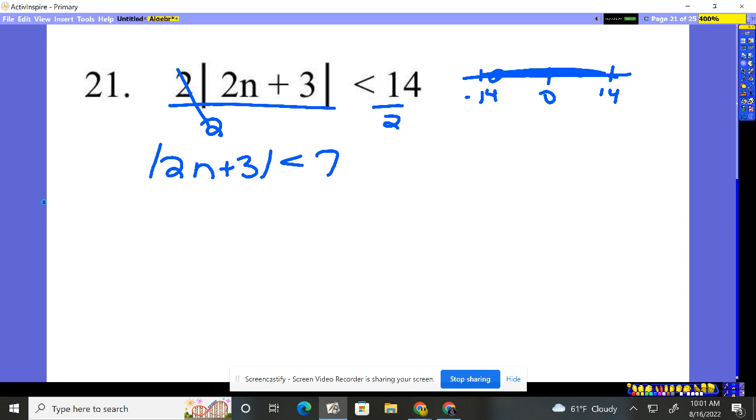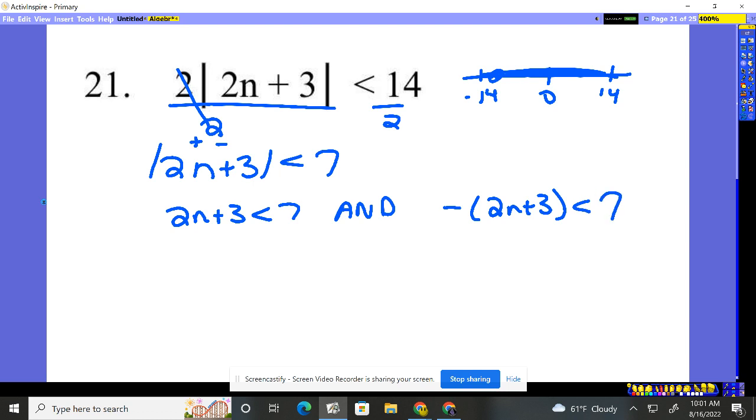Now I can look at this being a positive or negative. Here's the positive, less than 7. So this is an and. I then look at the negative piece, less than 7. Always starting that way. Solve this guy. 2n less than 4, divide by your 2. You're going to get a messed up 2 there. Board isn't being nice today.